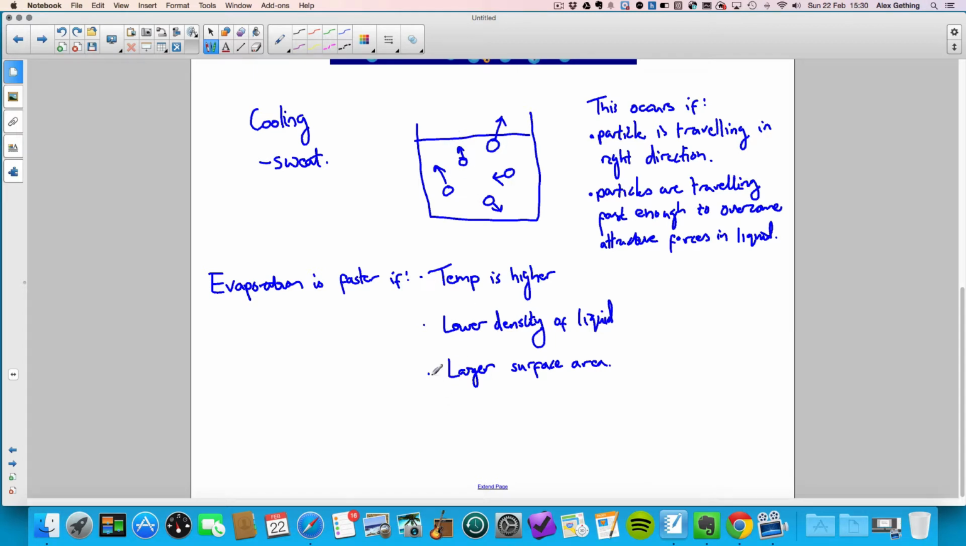And then finally, looking at surface area, if I have a beaker this size with a set volume of water, and I have a container this size with the same volume, hopefully you can see that evaporation is going to be much easier and much more likely to happen in the container with the larger surface area.